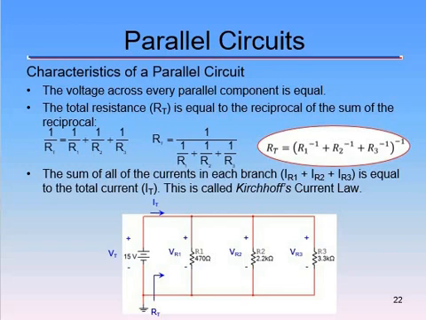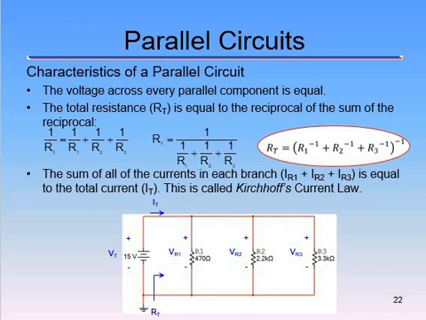Similarly, how we had Kirchhoff's voltage law, KVL, we have Kirchhoff's current law. What does that mean? It means the sum of the individual branch currents equals the total current. So the current I1, current I2, and current I3, when we add those up, they have to equal IT.